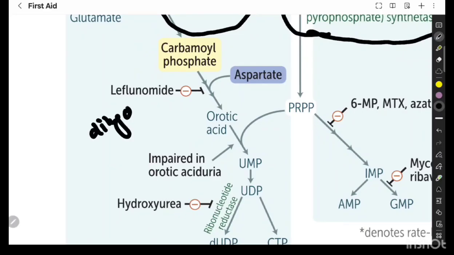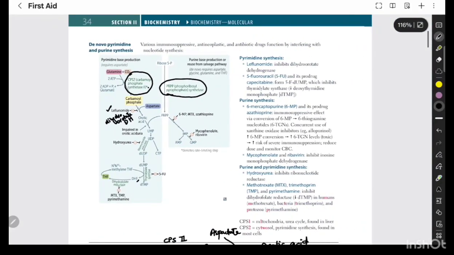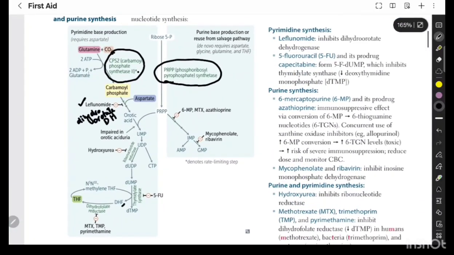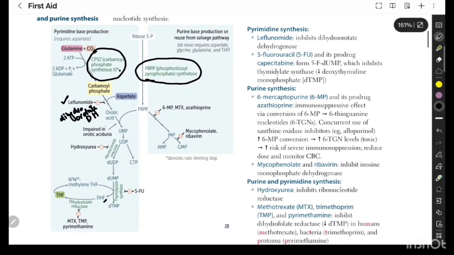So dihydroorotate dehydrogenase is inhibited by leflunomide, and this way you do not have orotic acid. However, if orotic acid is formed and this is further not converted into UMP, you need to remember that this is orotic aciduria.